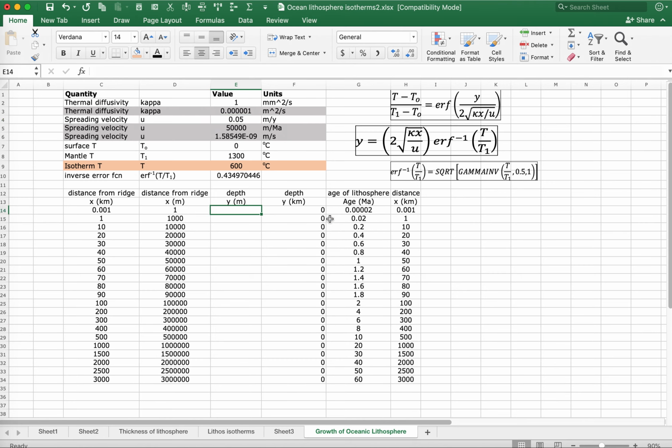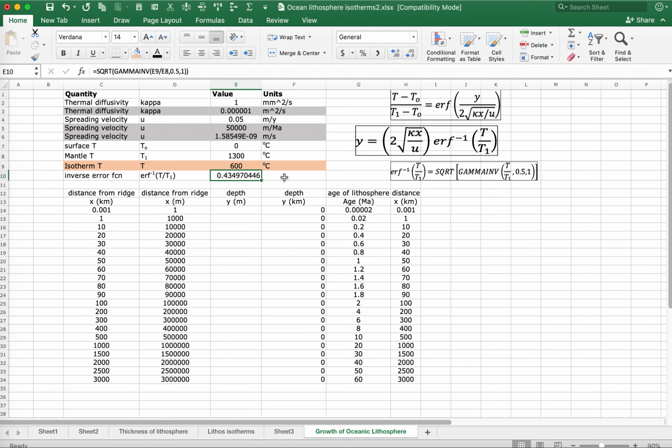So how about the depth? What is the depth of the 600 degree isotherm? Well, we're going to use this equation, but we have to rearrange it. We have to extract this y. It's caught up in this error function, so we need this inverse error function here. So this is the equation we'll actually use. But what is the inverse error function? Well, in Excel, the way we're going to calculate it is we're going to use this sort of notation that Excel will use to calculate that inverse error function.